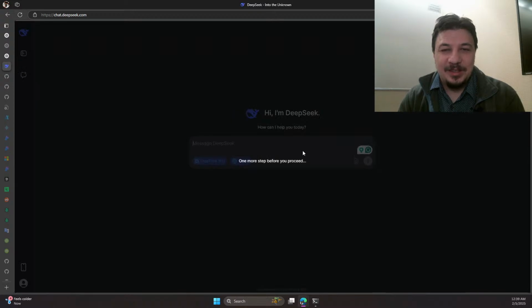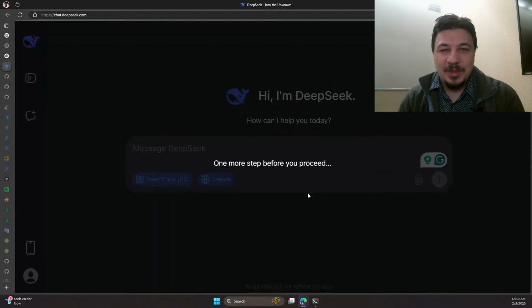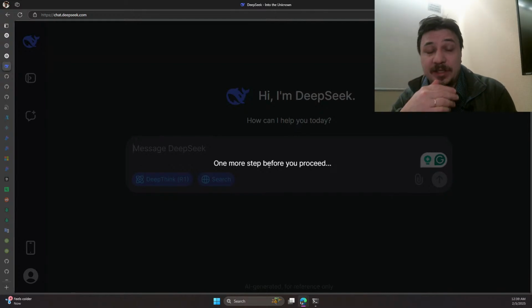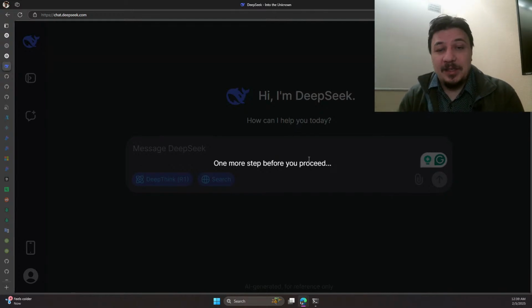And another research. One more step. So probably it wants to show me some reCAPTCHA just to protect itself from constant DDoS attacks, which I could understand, of course. And I wouldn't be surprised if those attacks are performed by some big companies from the United States because it's a real competitor for them.